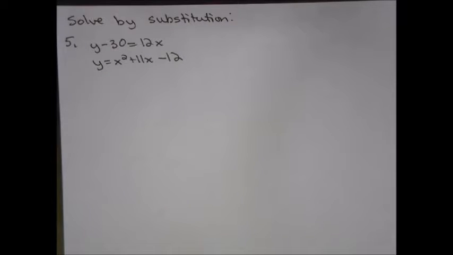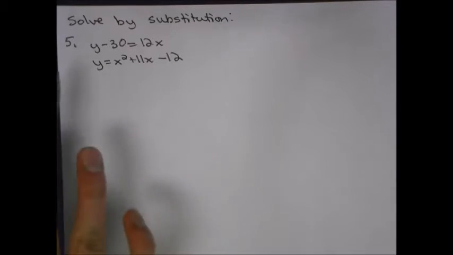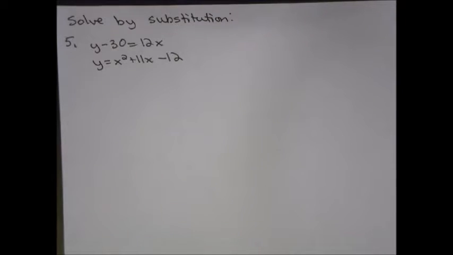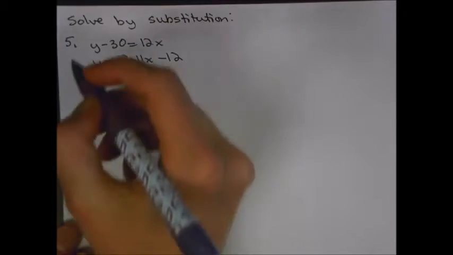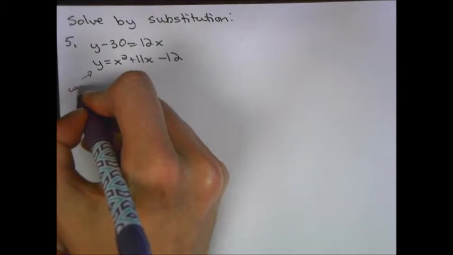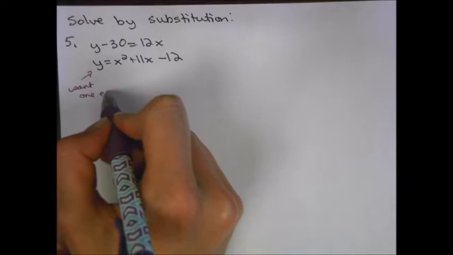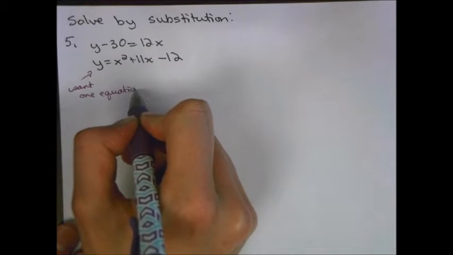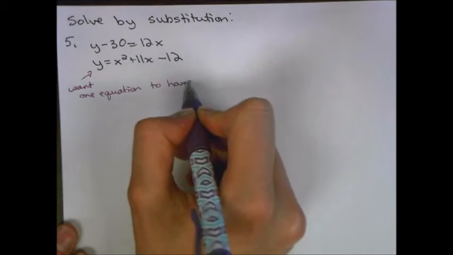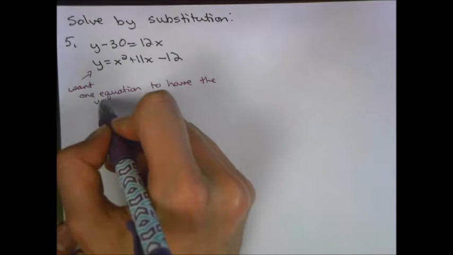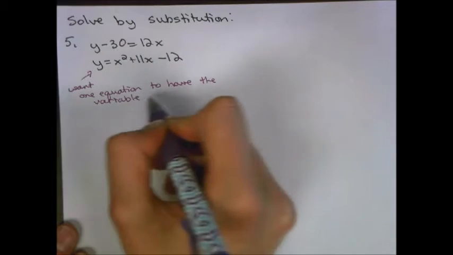Our last method is solving by substitution. So go ahead and write down example 5 and then we'll talk about the goal. In order to use substitution, we want one equation to have the variable isolated.